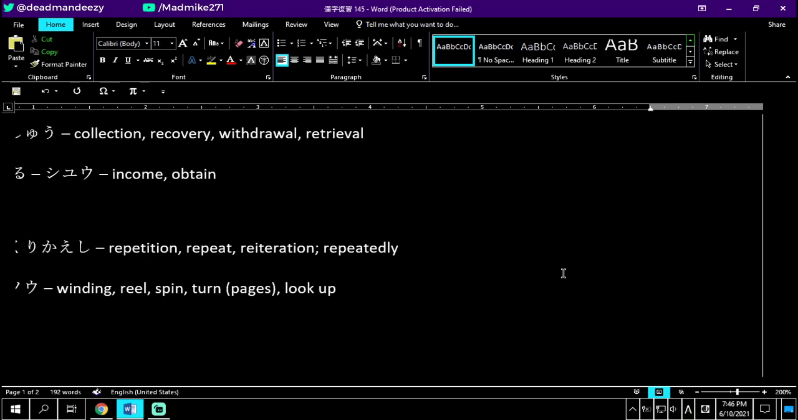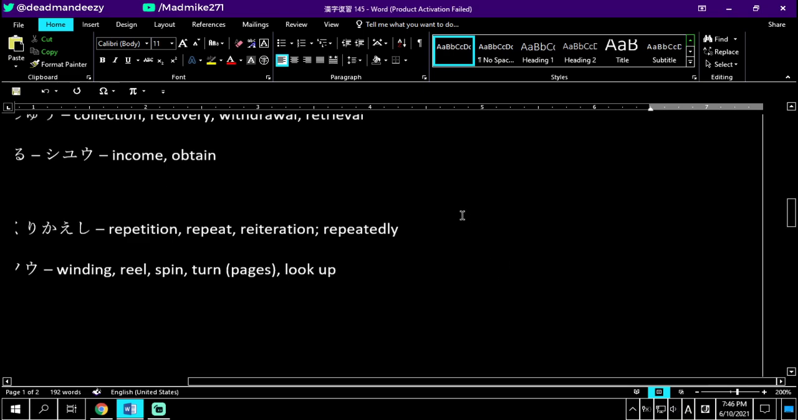Number 9 is repetition, repeat, reiteration, or repeatedly, which is kuri. Thread of time. And to return. Kurikaeshi is a repetition.